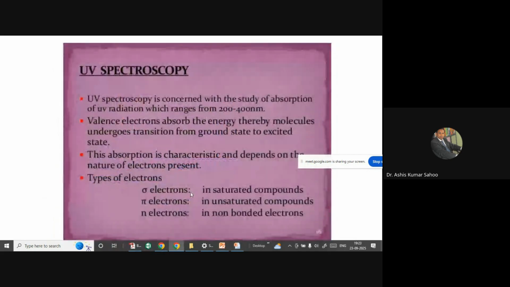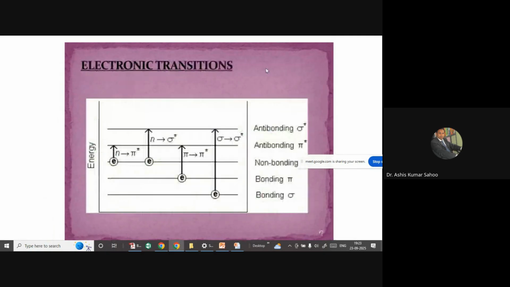Listen, UV spectroscopy is concerned with the study of absorption of UV radiation, which ranges from 200 to 400 nanometers. Here a valence electron absorbs the energy and is excited. When a molecule is formed, it has sigma orbitals, pi orbitals, and non-bonding orbitals. Sigma has a bonding and an anti-bonding orbital. Sigma electrons are present in saturated compounds, pi electrons in unsaturated compounds, and n electrons in non-bonding orbitals. So these are the possible electronic transitions within a molecule.